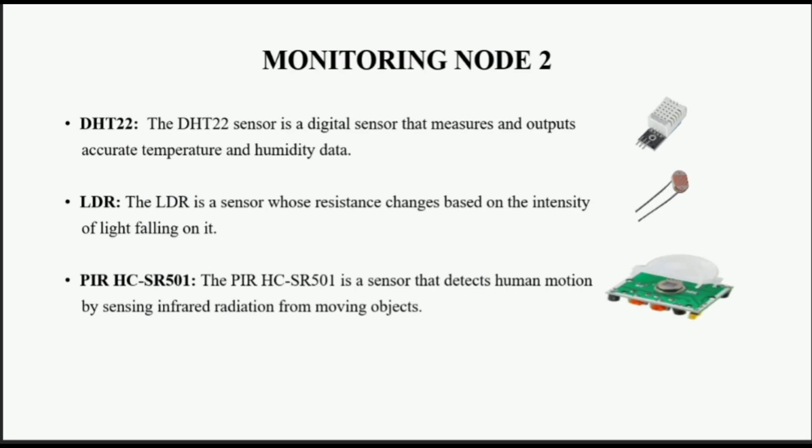And node 2 consists of DHT22, which is also a digital sensor that measures the temperature and humidity accurately and gives the output. And LDR is a sensor whose resistance changes based on the intensity of light falling on it. PIR HC-SR501 is a sensor that detects human motion by sensing infrared radiation from moving objects.